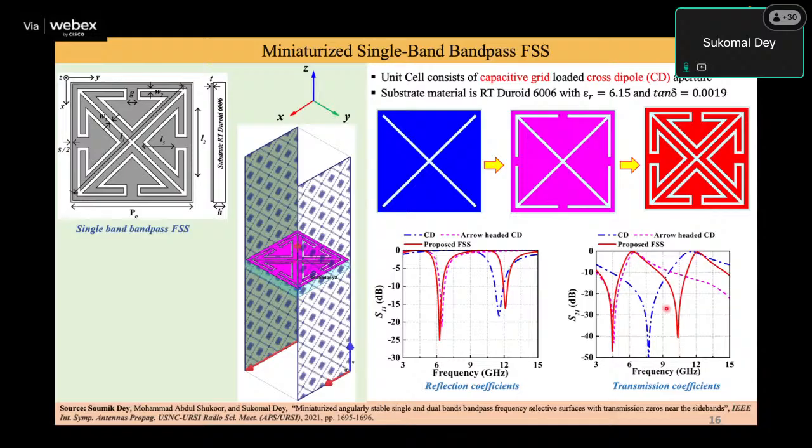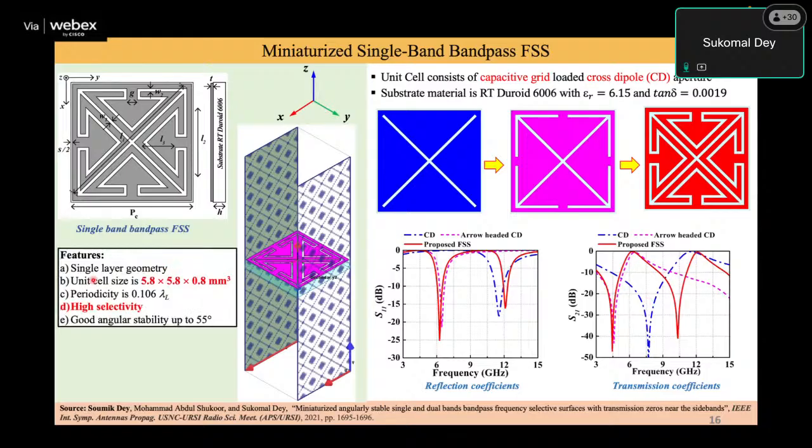Now coming to the next part, one more thing is important over here. Whenever you are making it, if you look at the unit cell structure, it is very small, and the periodicity, that means P, as I said, you know, right? P is also a function of the grating lobe, and this is nothing but about 0.1 times lambda. Okay. It has high selectivity and good angular stability of 55 degrees. You know, all the concepts of angular stability I have already mentioned.